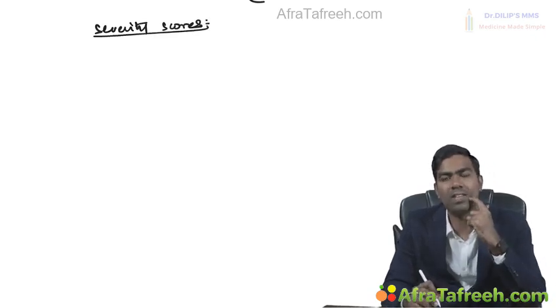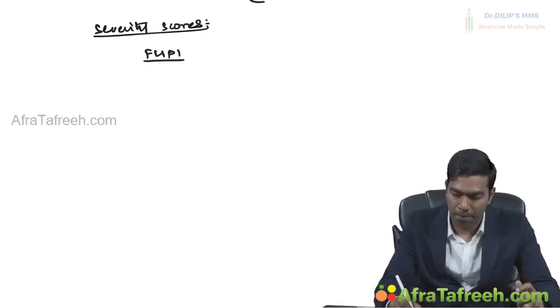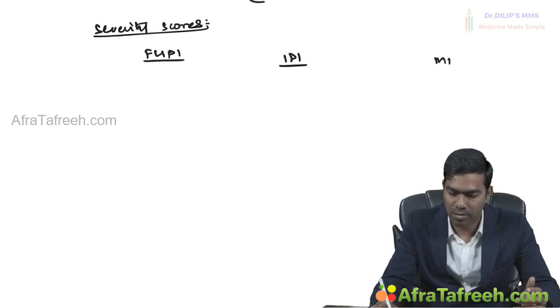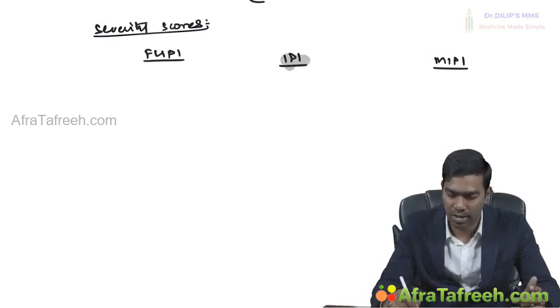So you have 3 severity scores. One is called the FLIPI score. Second, you have something called the IPI score. This is for aggressive lymphomas like DLBCL and Burkitt's. Then you have something called the MIPI score. This is the mantle cell international prognostic index. FLIPI is the follicular lymphoma international prognostic index. This is just an international prognostic index for aggressive lymphomas.